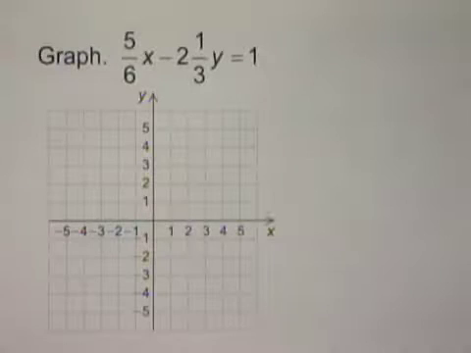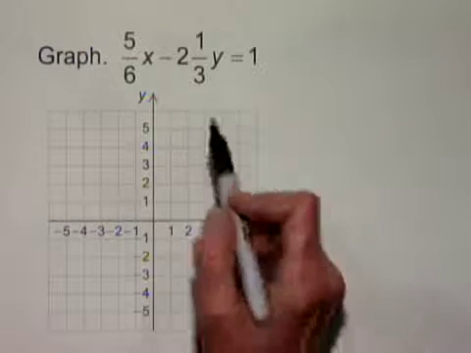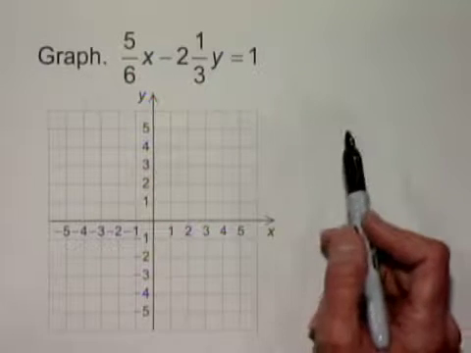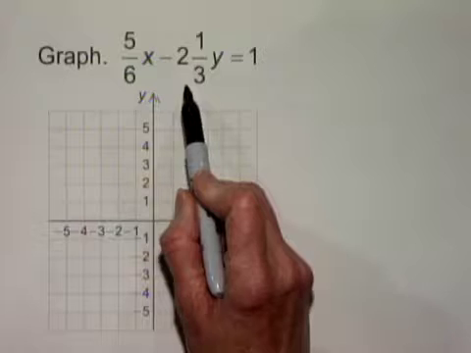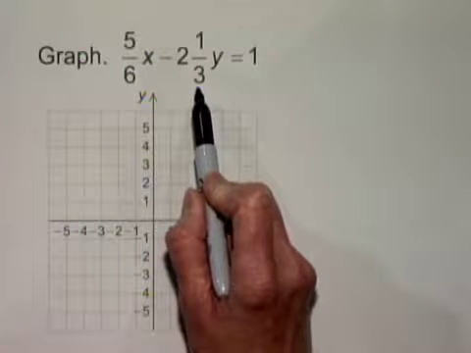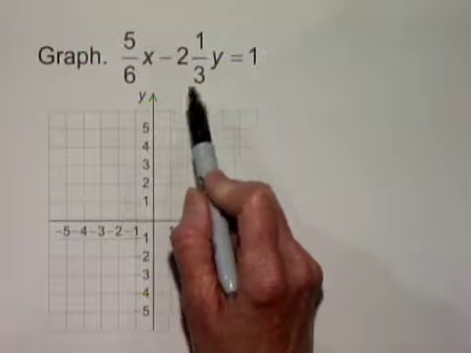We'll draw a graph in this exercise. We're going to graph the equation 5/6 x minus 2 1/3 y equals 1. Now, we're going to find some values of x and y that satisfy the equation to start out with, but the fact that I have a mixed numeral coefficient on y tells me that it's going to be a little tricky to find values using that mixed numeral.